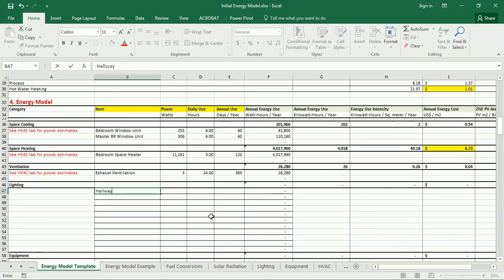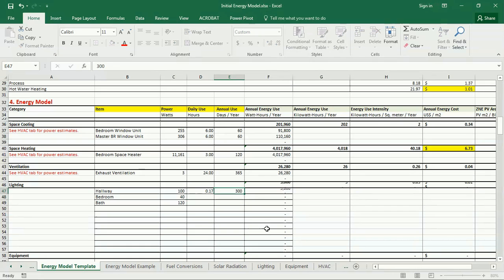I'll say hallway, bedroom, bath. The hallway is 100 watts, the bedroom has a total of 40 watts, and the bathroom has a total of 120 watts. And then again, this is probably the hardest part, estimating the time. I might estimate that my hallway gets used for less than 10 minutes a day. So what is 10 divided by 60?